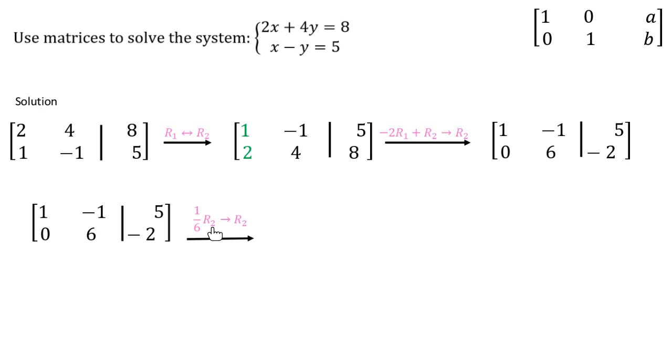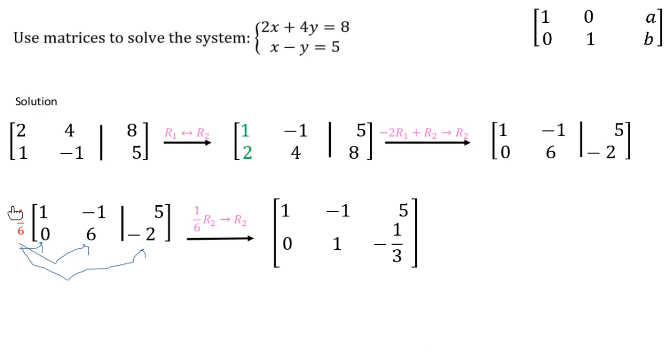And what is it that you're trying to change? You're trying to change row 2. So that's why I have my row 2 here. So here's my 1/6. So I'm going to multiply times 0, and I'm going to multiply times 6, and I'm going to multiply times -2. Okay, so 1/6 times 0 is 0. 1/6 times 6 is 1. And 1/6 times -2 is -2/6, which I reduced to -1/3.